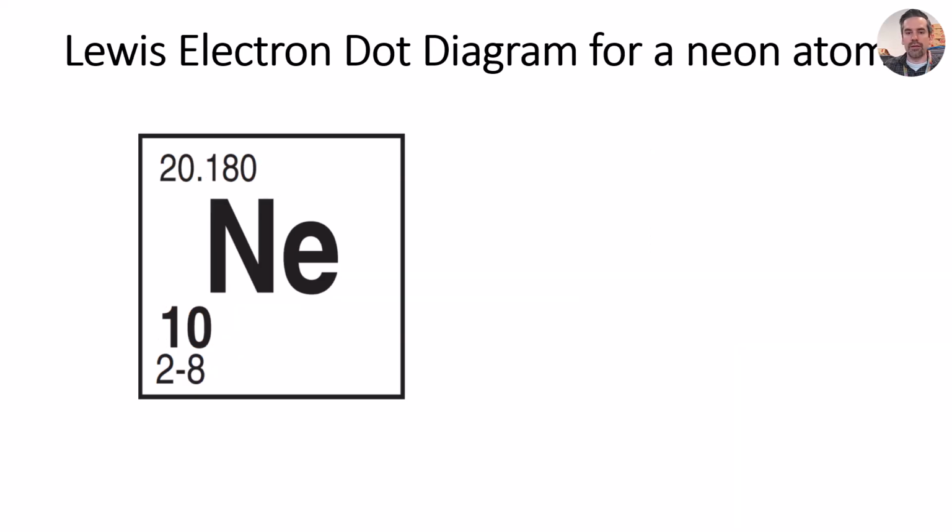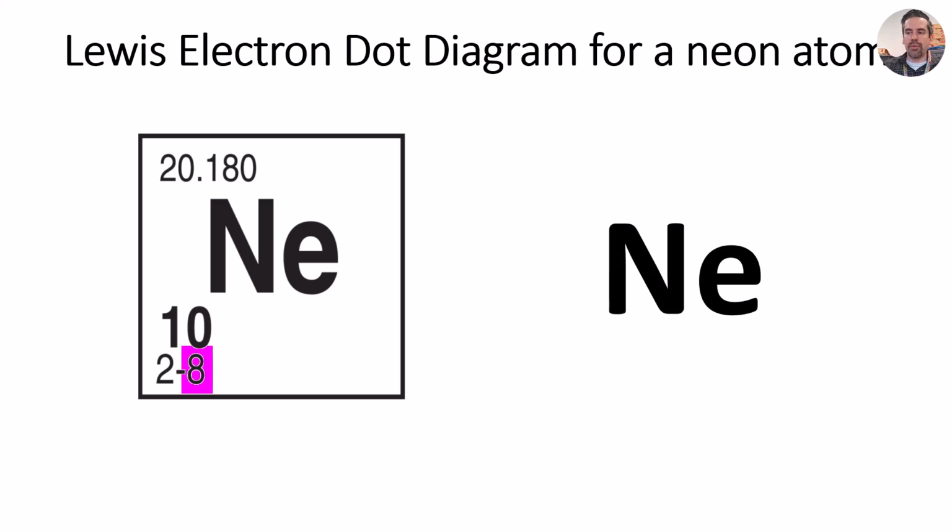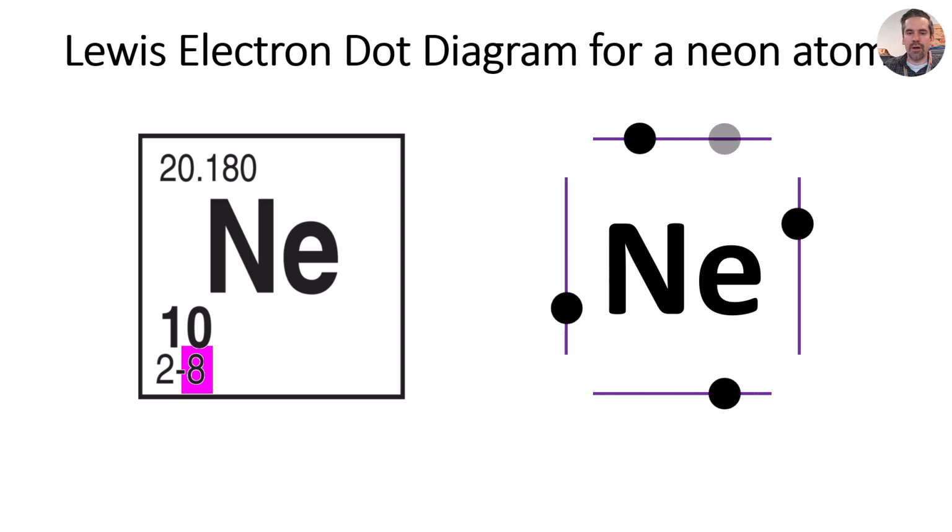Neon has 8 valence electrons. We're going to put the dots on every single line, and of course 8 would fill up the entire area around neon. Notice how they're paired nicely on each side. That's how you need to draw your electron dot diagrams.